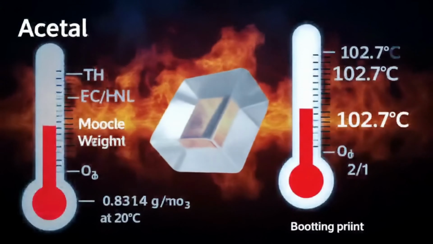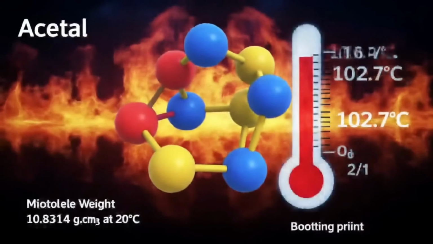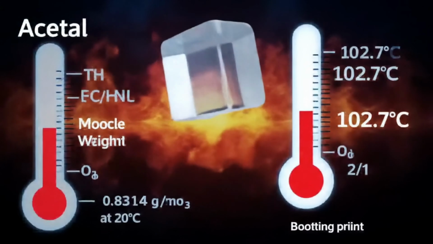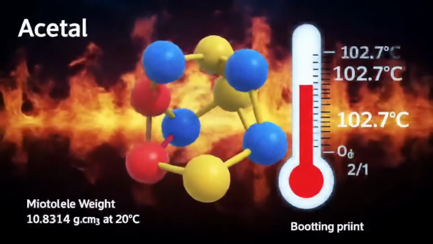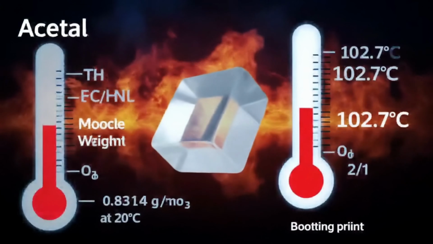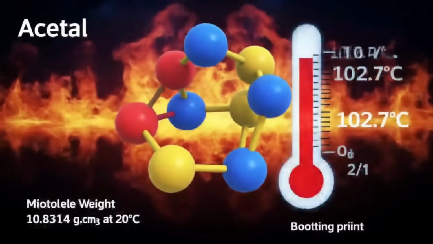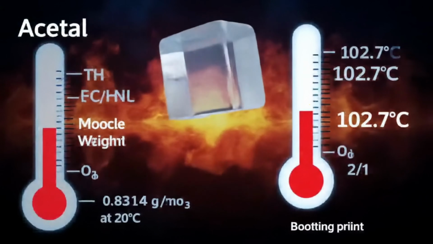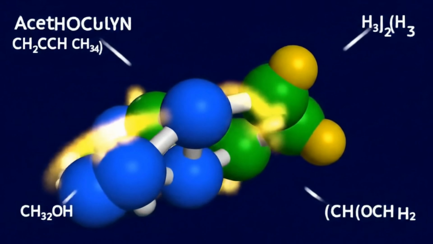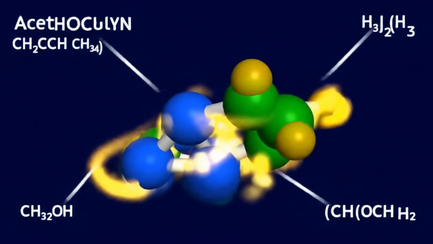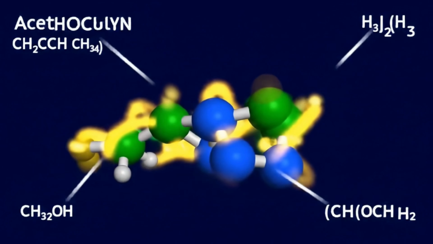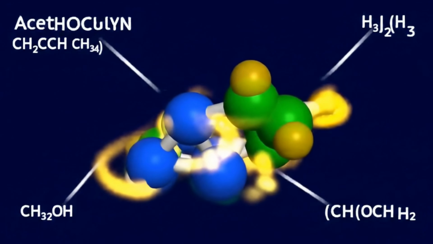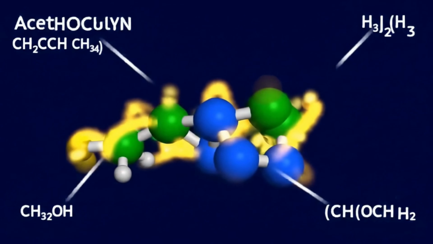These are the details that tell us how it behaves in the real world. Here's what we've got. Molecular weight, 118.17 grams per mole. That's a measure of its mass, giving us a sense of its size. Boiling point, 102.7 degrees Celsius. This is pretty moderate, meaning you can distill it without needing extreme heat. Super handy in a lab. Density, 0.8314 grams per centimeter cubed at 20 degrees. Since water's density is 1 gram per centimeter cubed, acetal is lighter and would float on water if you mixed them. These properties make acetal easy to work with in practical settings.